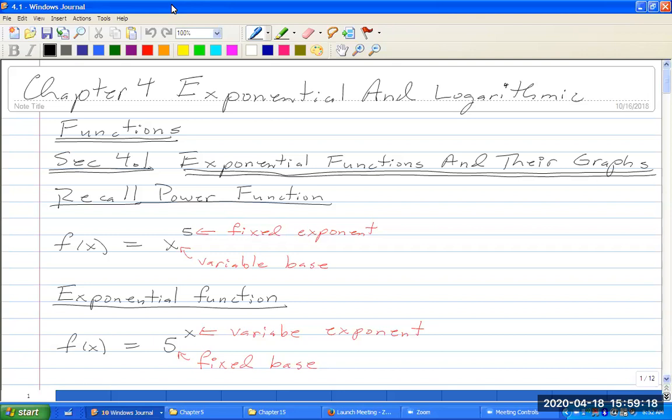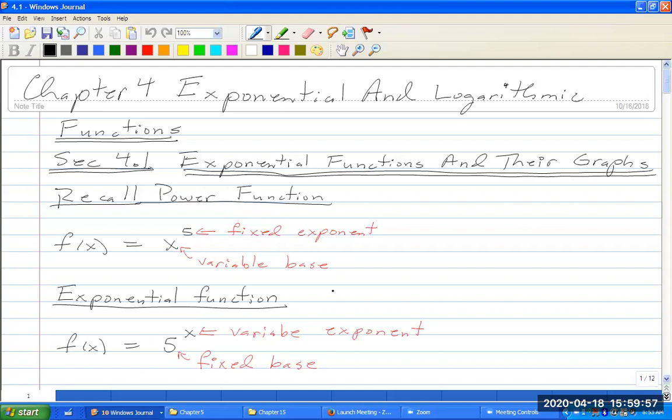Exponential and logarithmic functions. Section 4.1, exponential functions and their graphs. So first, let's recall power functions. f of x is a power function if we have some variable x to some fixed exponent. An example would be f of x equaling x to the fifth power. So 5 here is some fixed number, and the variable x is in the base. So I have a variable base.